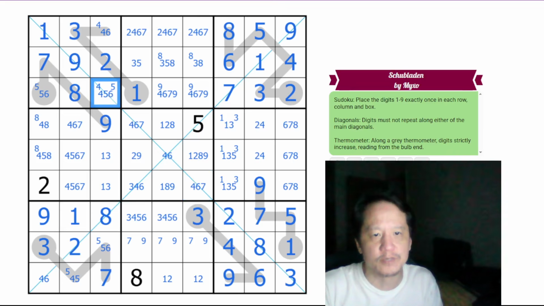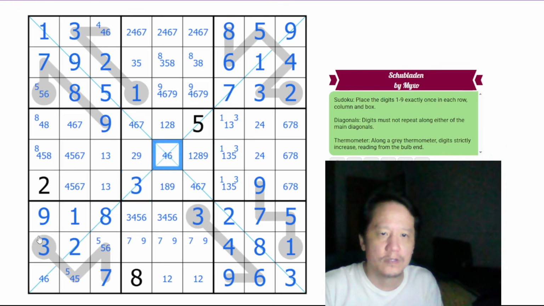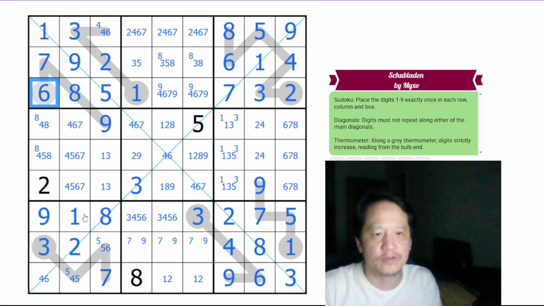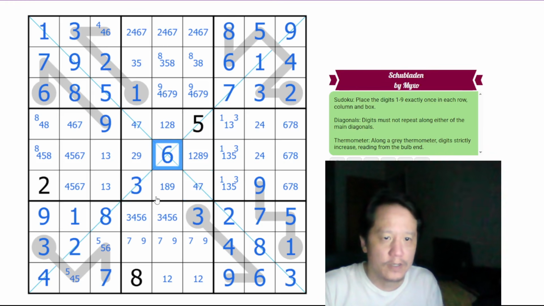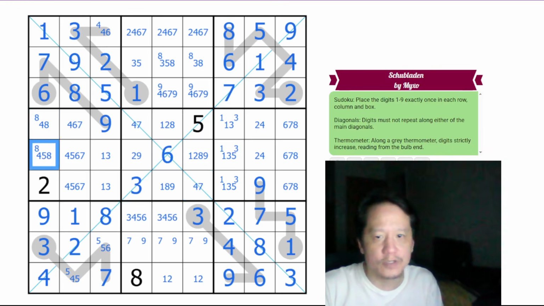So this must be 5. So this must be 3 here. This is 4, 6 as a pair. 7 is one of those two. 5 eliminates 5 here, so it's 6, which means this can't be 6. That's 4, which eliminates 4 here, so it's 6. So this has to be a 4, 7 pair there. 4 eliminates 4 here, so this is 5.